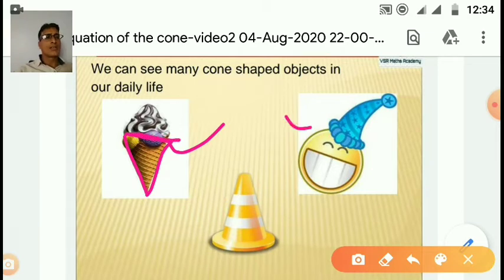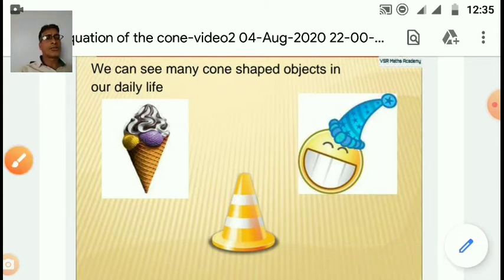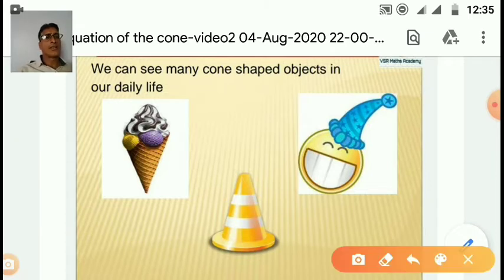And you can see this. This is the cap a joker puts on his head in a circus. The shape of this cap is also a cone. You can see it like this. This is the cone shape. And also you can see this object. This is the road safety cone.